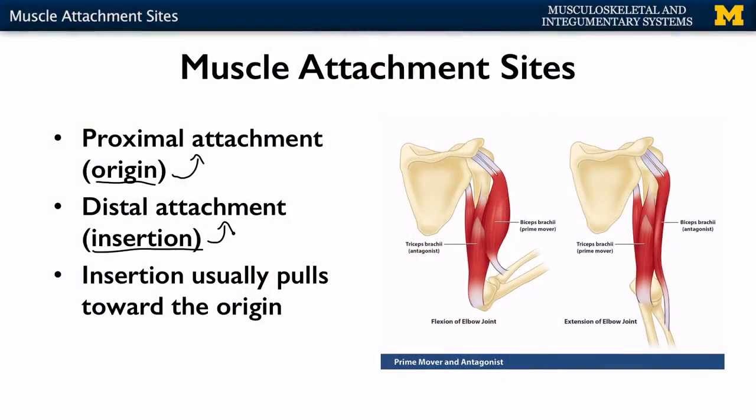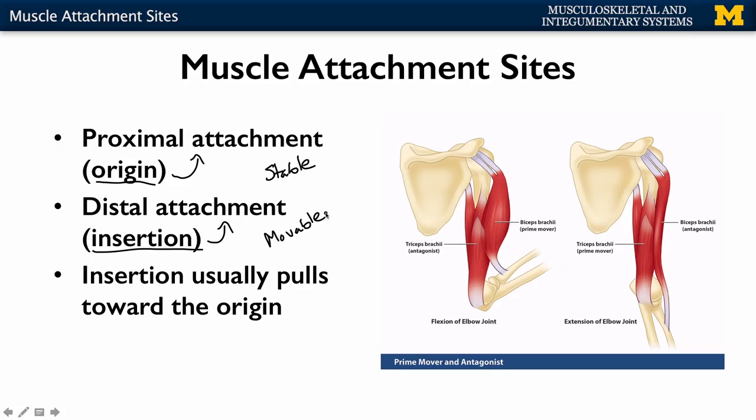Well, typically the origin of a muscle is where the tendon is attaching to the more stable bone, okay? So that's an important thing to note. Typically we're talking about the attachment to the bone that's not moving, whereas the insertion is going to be the attachment to the bone that is going to be moving of the joint.